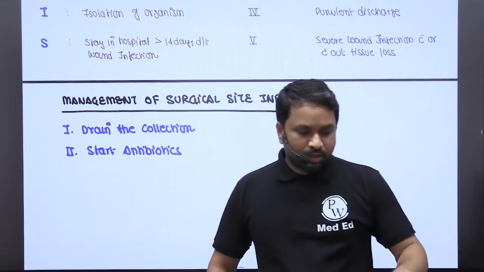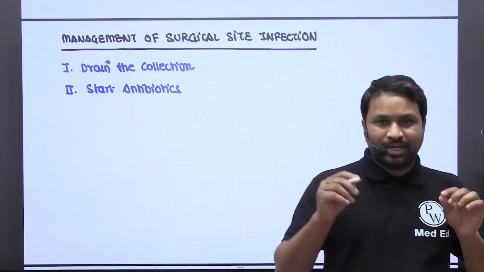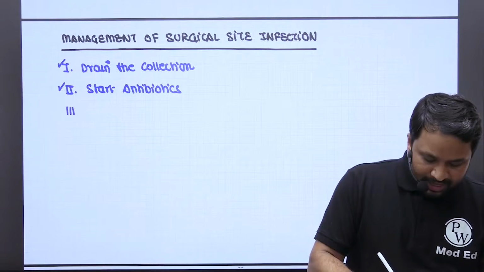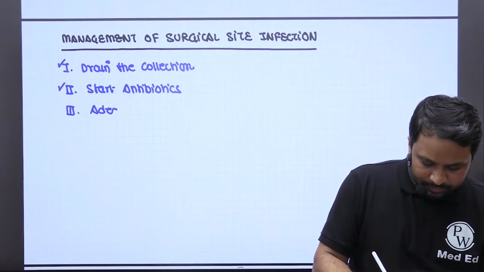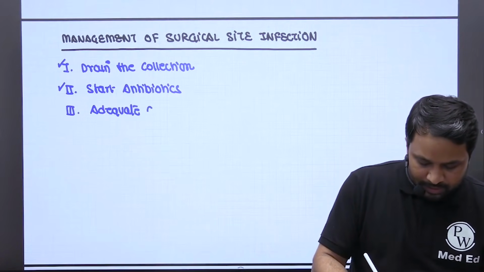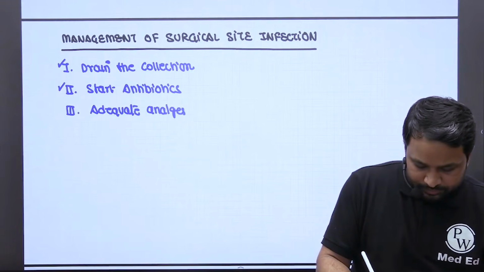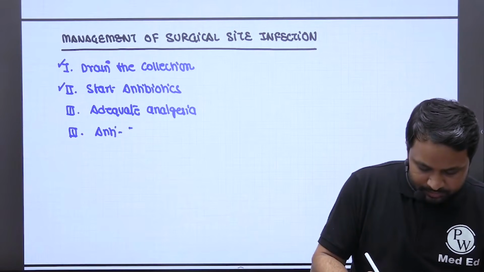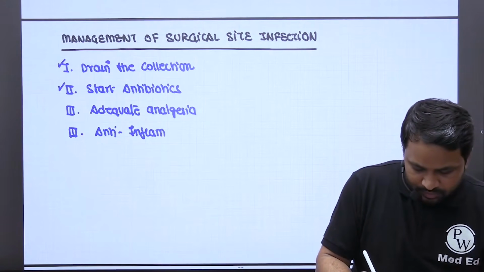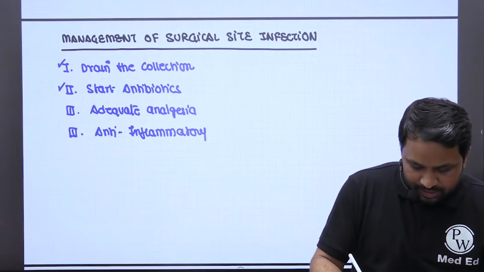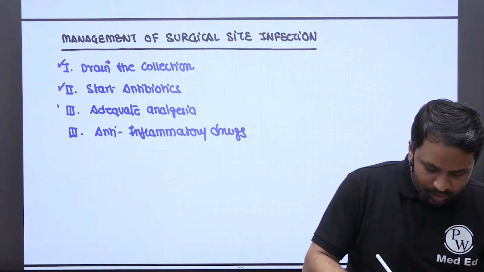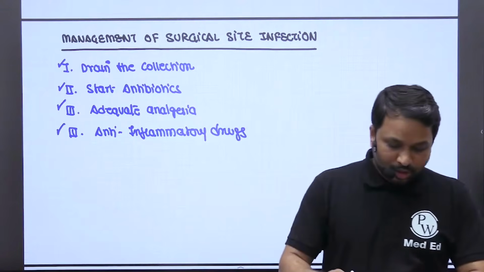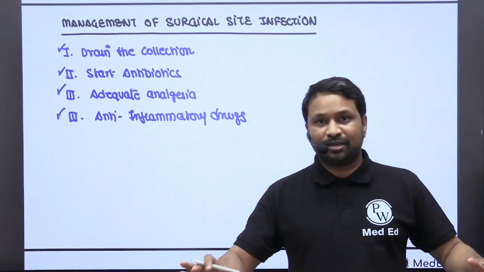चल. So how do you manage a surgical site infection? जो भी कलेक्शन है you have to drain it. Second, start the patient on antibiotics. Give adequate analgesia. Give anti-inflammatory drugs. So adequate analgesia, anti-inflammatory drugs, drain the collection, start the patient on antibiotics. This is the first line management.